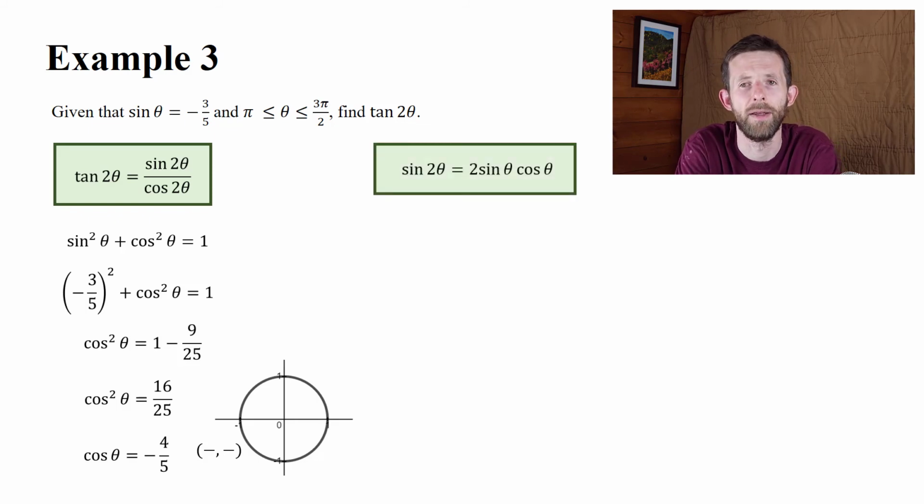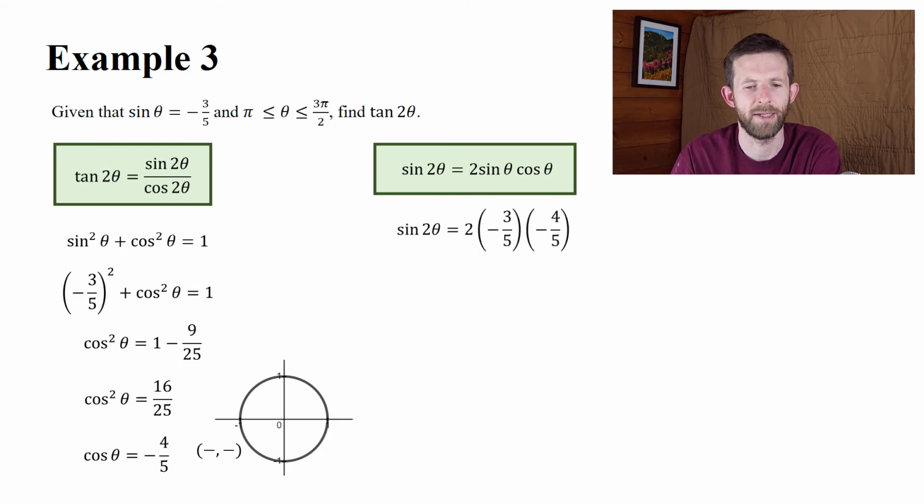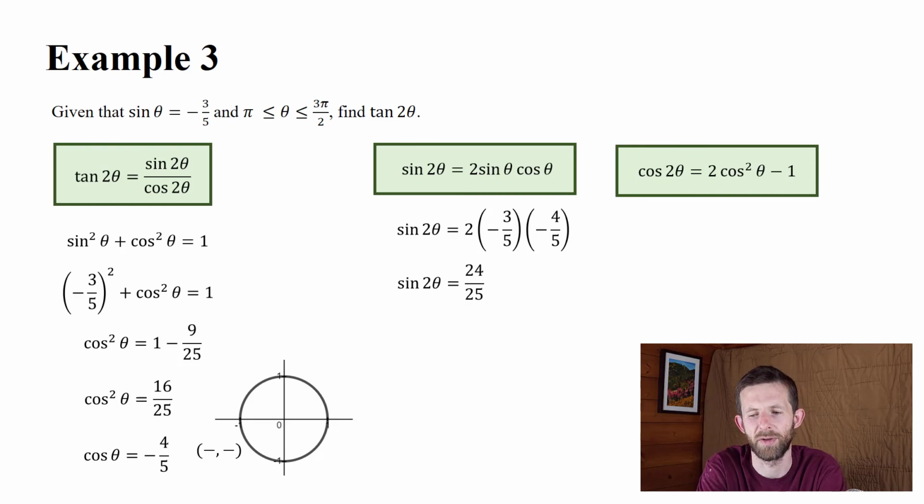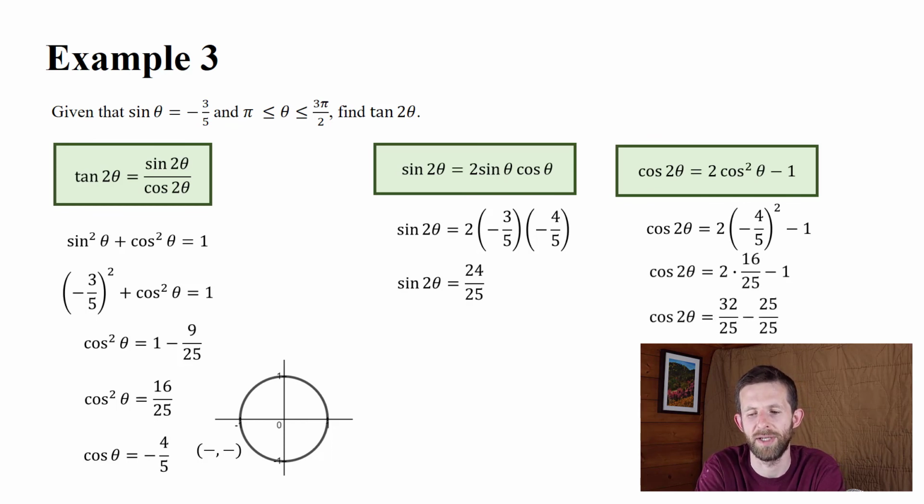So let's find sine of 2 theta first. Sine of 2 theta is 2 sine of theta cosine of theta. I plug both my sine of theta and cosine of theta in, and get sine of 2 theta is 24 over 25. For cosine of 2 theta, I can pick any formula I want to. I'm just going to go with 2 cosine squared of theta minus 1. Plug in my cosine squared of theta, get 16 over 25 times 2 is 32 over 25, minus 25 over 25. That's my 1. And I end up with 7 over 25.